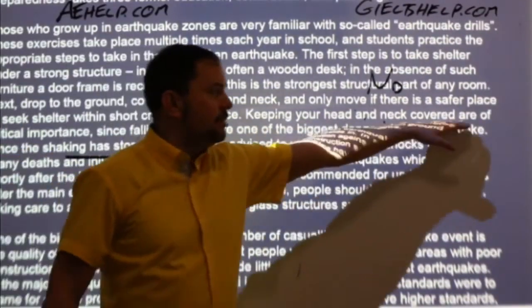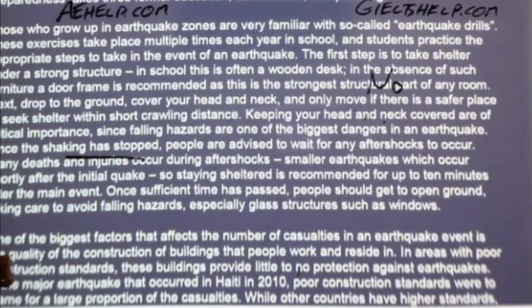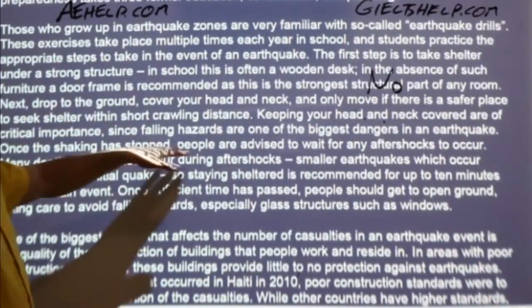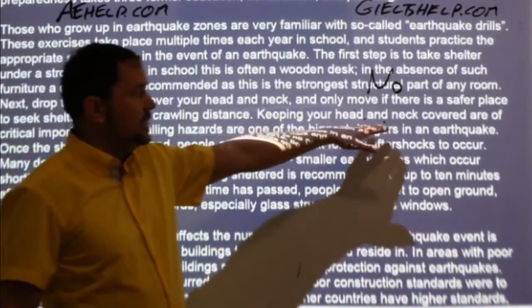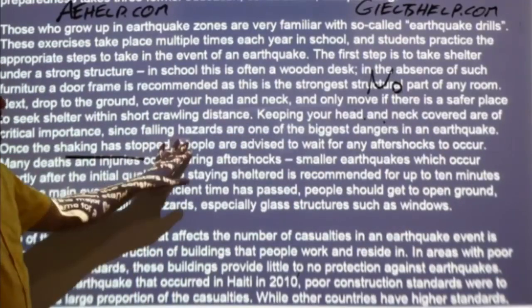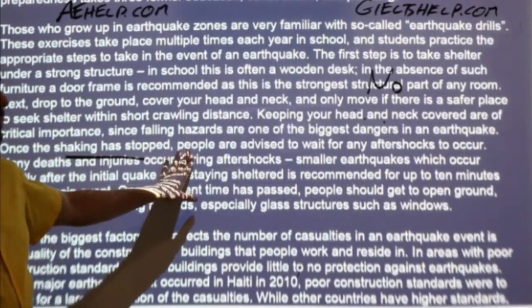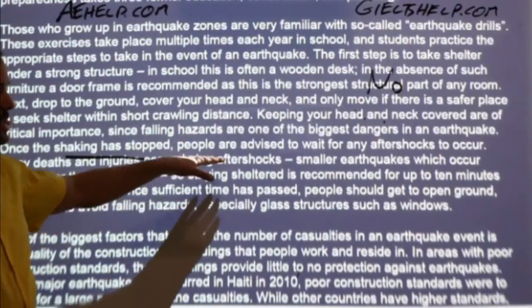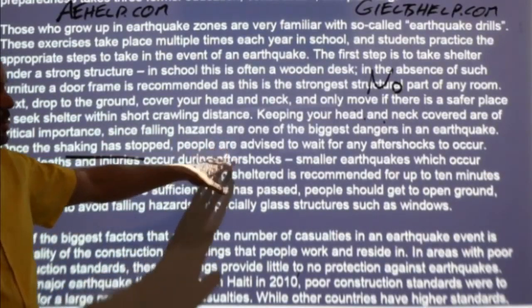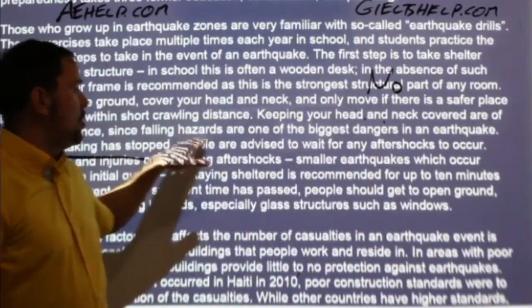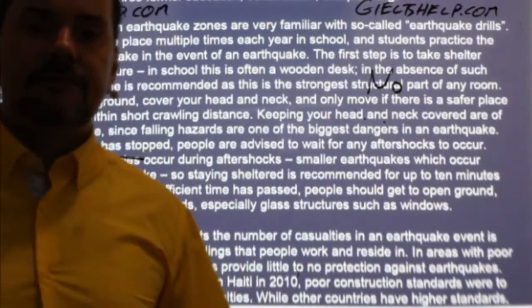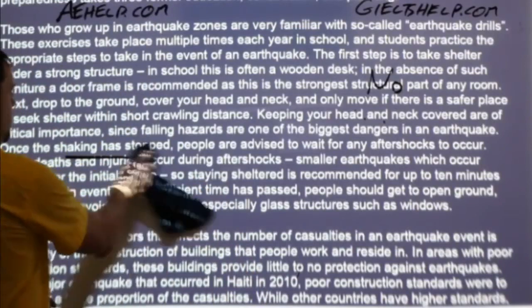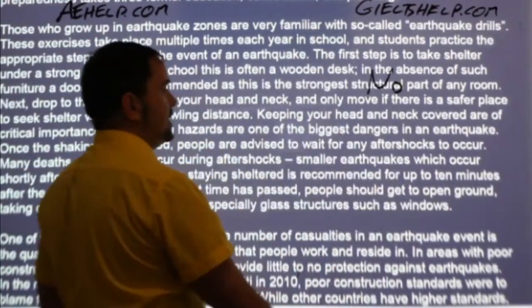Keeping your head and neck covered are of critical importance, since falling hazards are one of the biggest dangers in an earthquake. So it says that keeping your head and neck covered are important, but it doesn't say that you have to keep your head and neck covered because they're weak parts of your body. It says that you have to keep your head and your neck covered because there are a lot of falling hazards, so falling objects. So in this case, the author doesn't give that information, so it's not given. Okay, so again, it's not given for the same reason that question 15 is not given.